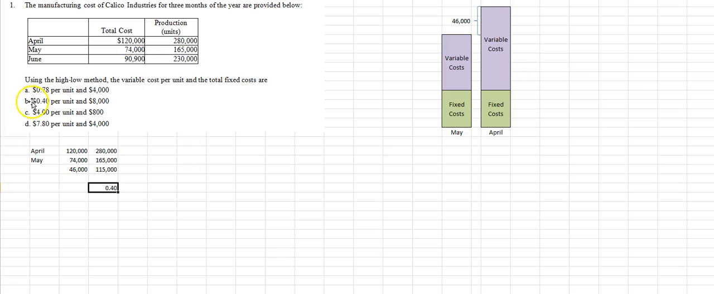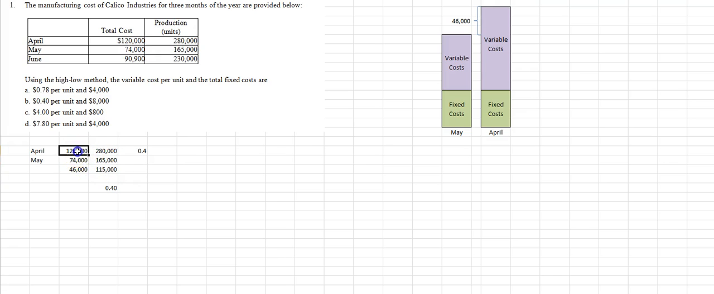At this point, we could just choose B and move on, but I still want to show you how we calculate the 8,000. So we've only calculated the 40 cents per unit using this, but remember fixed cost is down here. We need to isolate fixed cost from variable cost. So I can use either one of these two to get that data, right? So I know that my variable cost is 40 cents per unit.